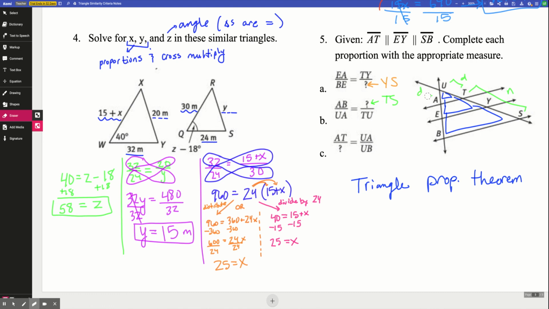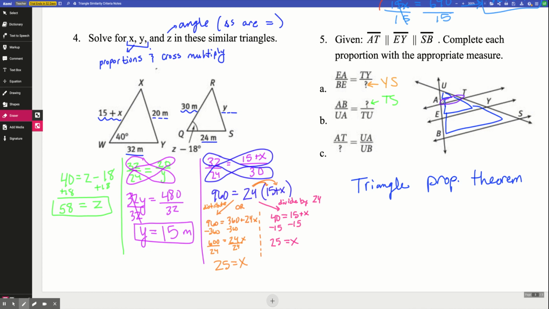All right, and then my last set here, give me a sec to erase so people can kind of see what I'm doing. Okay, so that last set is AT, which is here, over something equals UA over UB.